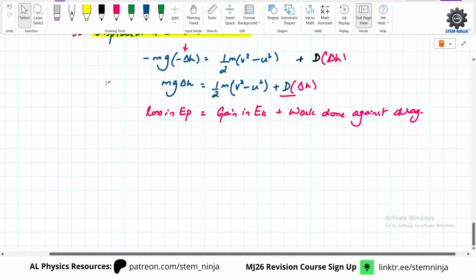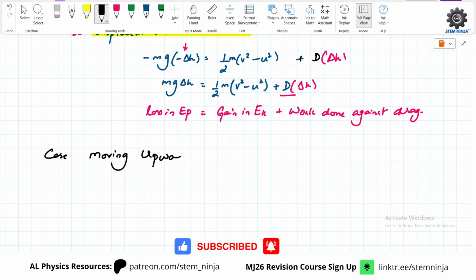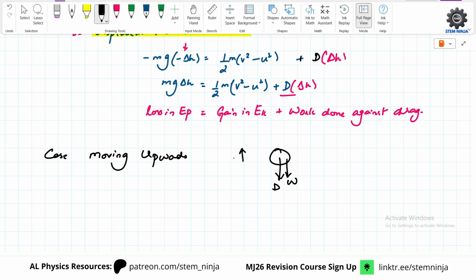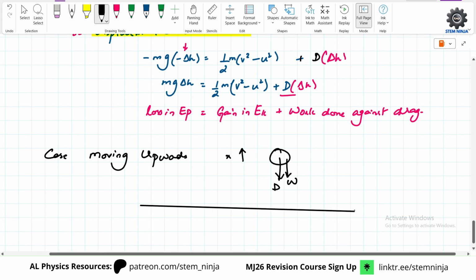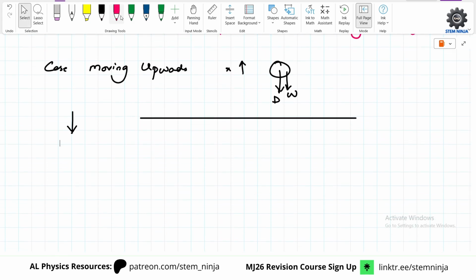Now what if it's going downwards? Upwards. So remember, if it's going upwards, the drag force would be acting this way. So both the forces are opposite to the displacement. I will leave it as an exercise over here. You can reach out in the comments to see how this works. Tell me, have you cracked it or not?